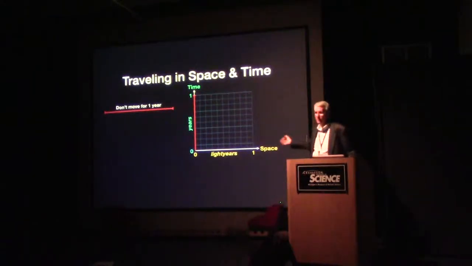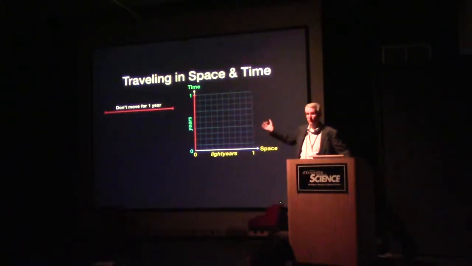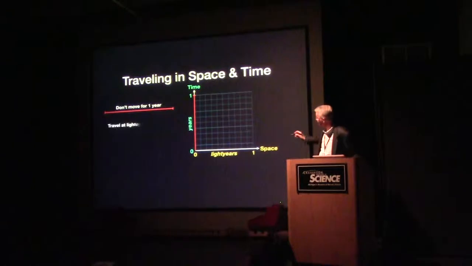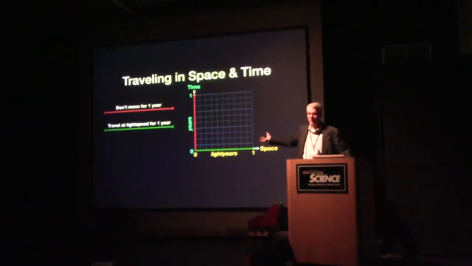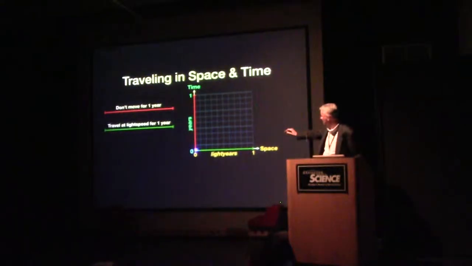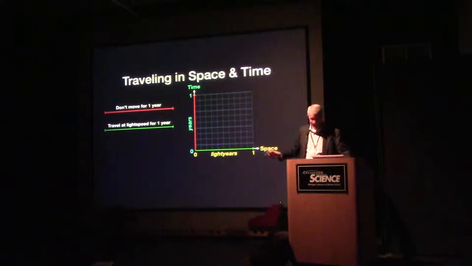How far have you moved through space? Zero. You didn't move, right? That's easy enough, right? Okay, so now you're going to travel at the speed of light, and you're going to travel at the speed of light for 1 year, right? So at the end of 1 year, how far have you moved through space? 1 light year. How far have you moved through time? Zero. You have not moved through time. Time does not occur for anything moving at the speed of light, right?